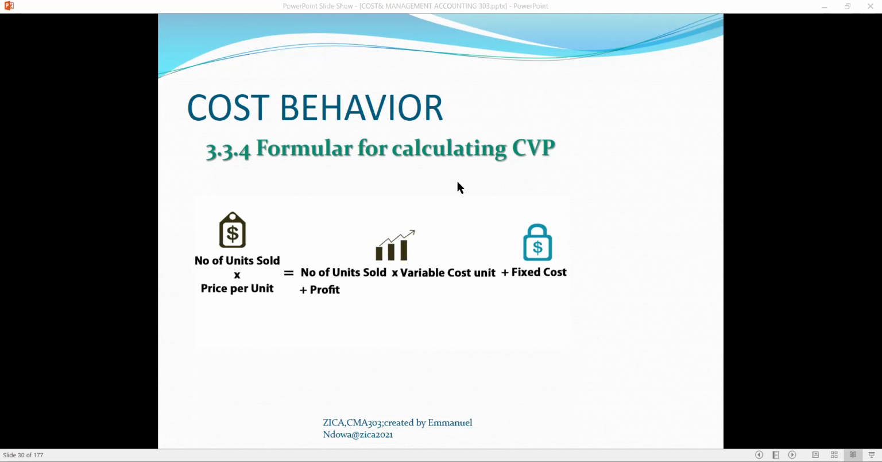When we then add our fixed costs to total variable costs, we come up with our total costs. If we add on profit now, that's when we can equalize our equation: total revenue equals total variable costs plus total fixed costs plus the profit. So if we interchange this formula, play around with it, you can derive your profit, you can derive your fixed costs.